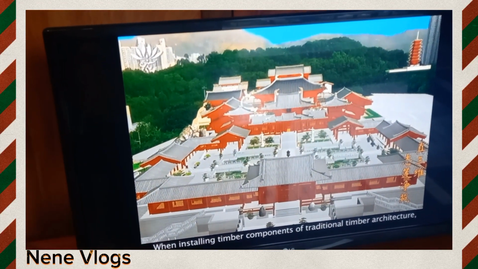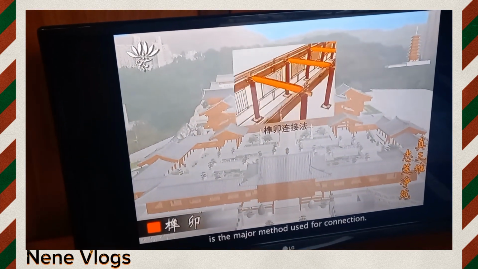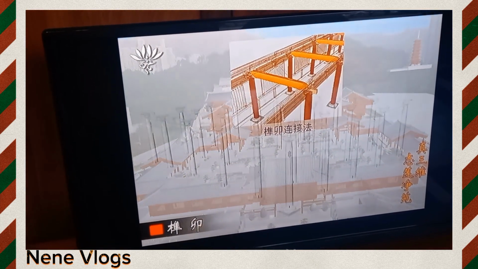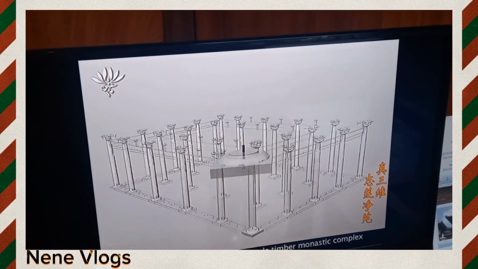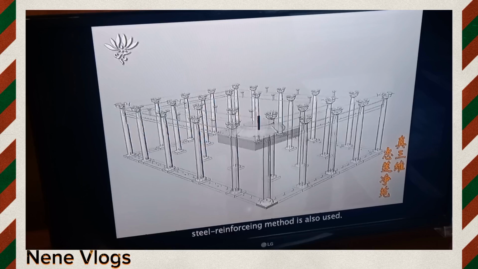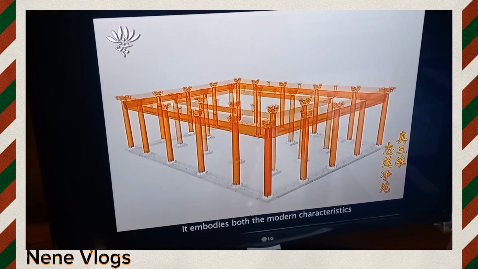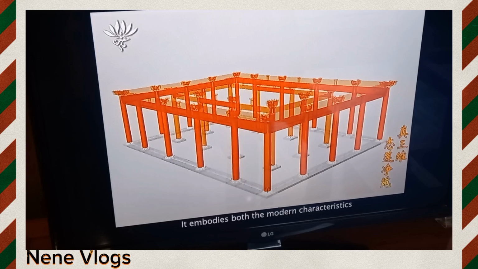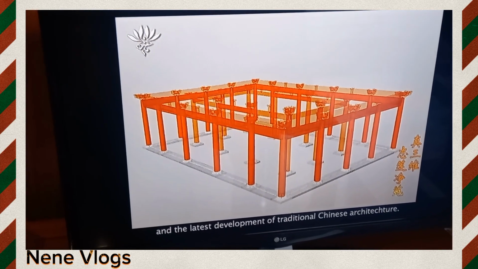In components of traditional timber architecture, mortise and tenon joint is the major method used for connection. In modern times, when constructing the Tang-style timber monastic complex of Qilin Nunnery, steel reinforcing method is also used. It embodies both the modern characteristics and the latest development of traditional Chinese architecture.